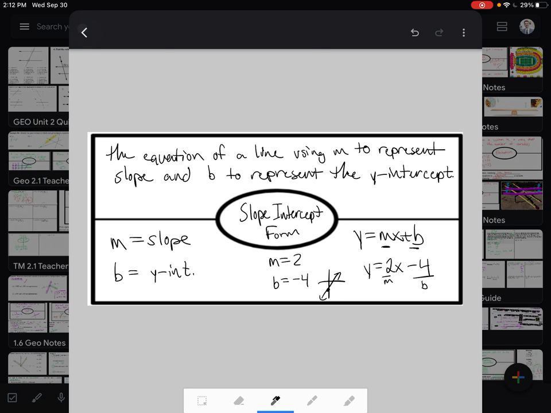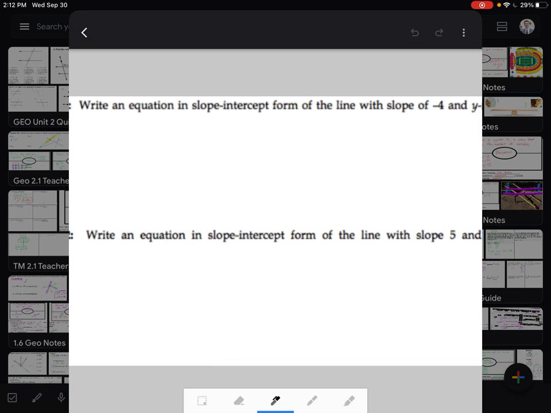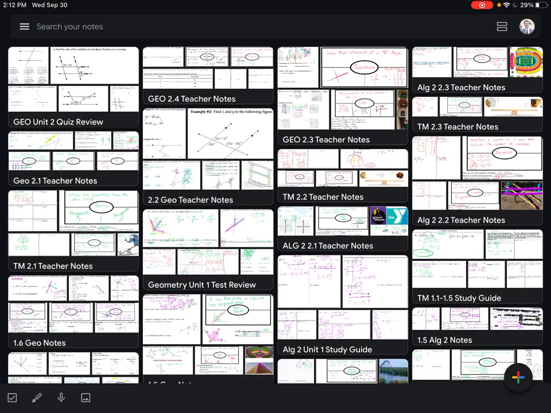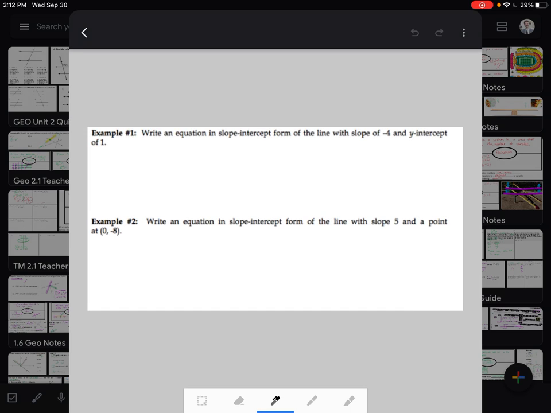All right, so let's take a look at some examples for both of these things here, and we'll go one at a time. So starting off, write an equation in slope-intercept form if we have a slope of -4 and a y-intercept of 1. All right, so m equals -4 and b equals +1. So we have y equals mx plus b. So m here is going to be -4 and b equals +1.